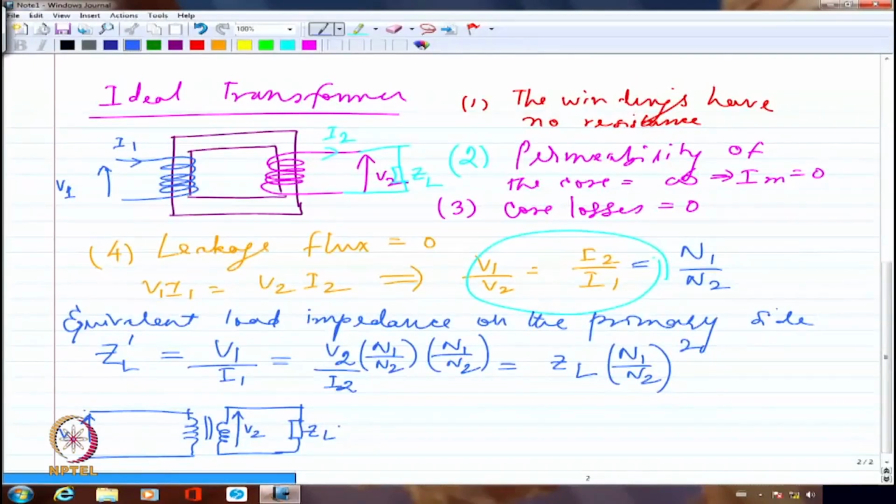This is what was the representation of the transformer. Now I should be able to write this directly as though I just have V1 applied here. I don't have to represent them by two different windings. I can simply draw an impedance here, which is ZL dash, and I'm going to have a current of I1 flowing here. Whereas here, of course, it was I2 and here it was I1. This is how it was.